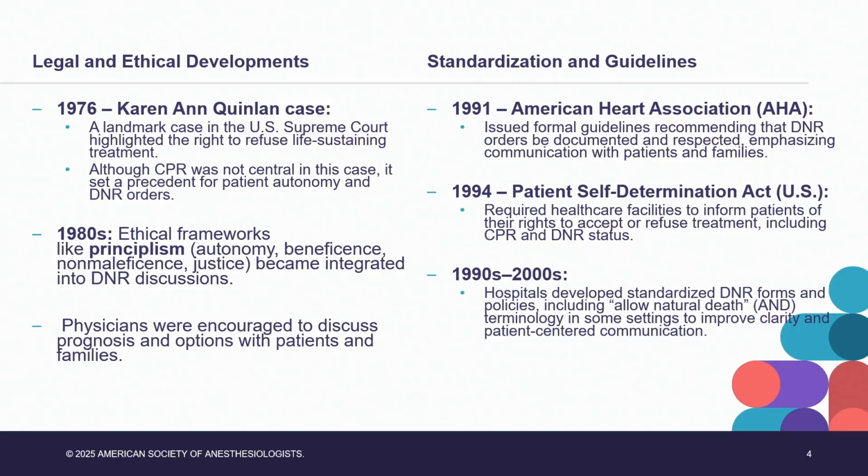In the 1980s, the ethical framework started sprouting up, and Thomas Beauchamp and Childress, the famous ethicists, wrote the book on principlism, which is basically the 4 pillars of bioethics, which are autonomy or patient preference, beneficence, non-maleficence, and justice. And they became integrated into this DNR discussion. Physicians were encouraged to discuss prognosis and options with patients and their families and decide about what they would want at the end of their lives.